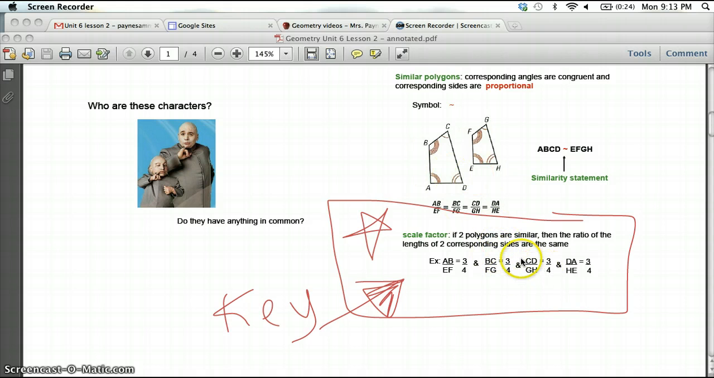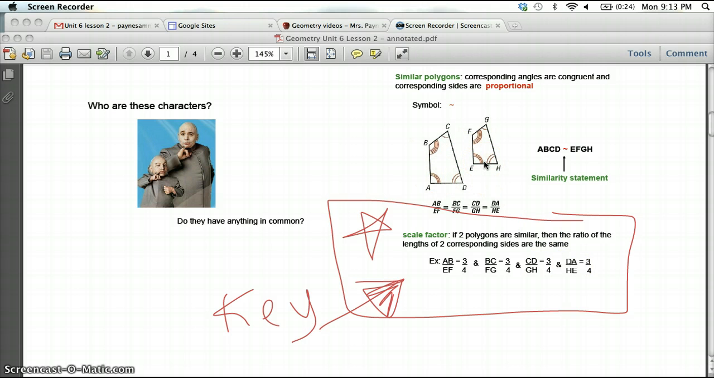Now here it says CD is 3 and GH is 4, so their proportion is also 3/4. And last, AD is 3 and HE is 4, and their proportion is 3/4. Since they all have the same proportions, we can now say that both of these polygons are similar.